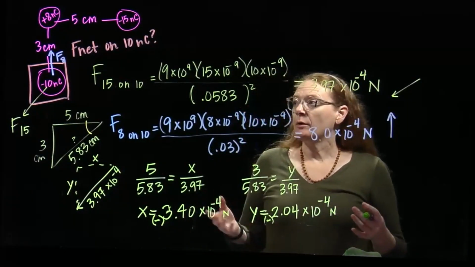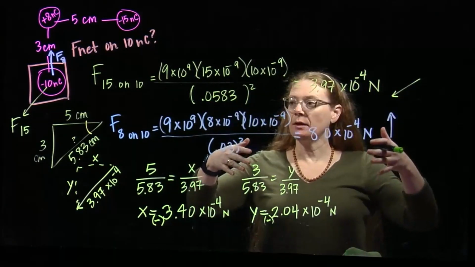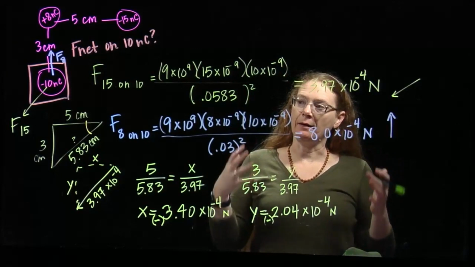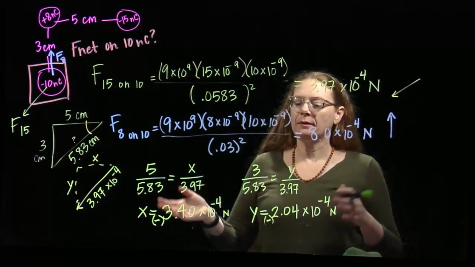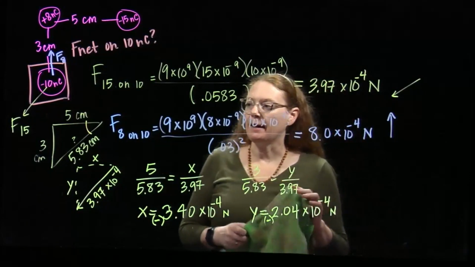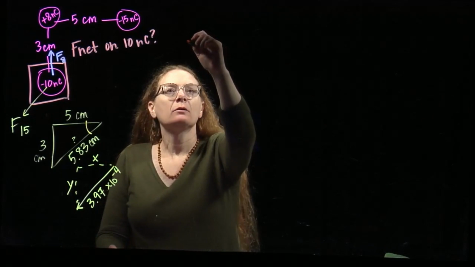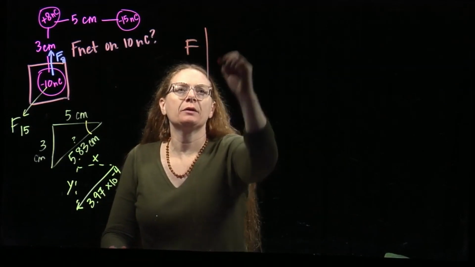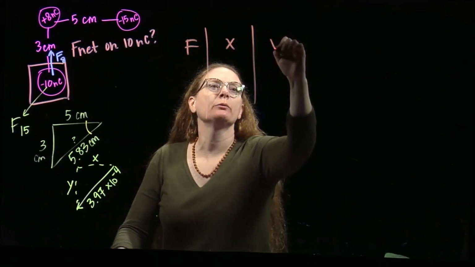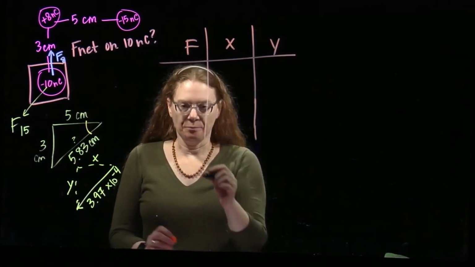So at this point, I'm going to go back to what I normally do, which is put all the vectors into an xy chart, add up all the x's, add up all the y's, and then I can come up with my final triangle. So I'm going to erase and do that. All right, so let's put our x and y chart together. We have a couple of forces. We want to know what the x component is. We want to know what the y component is. And then we will add them up together.